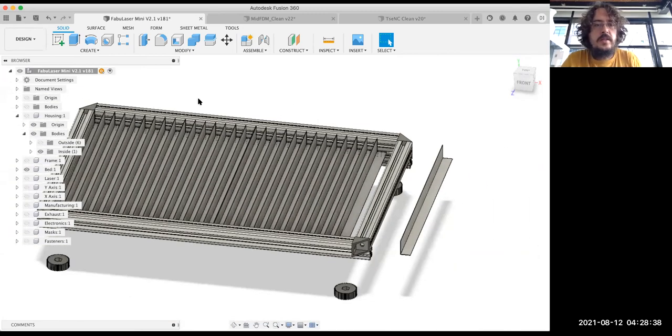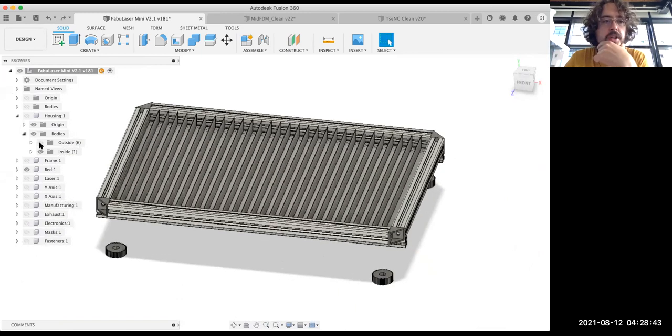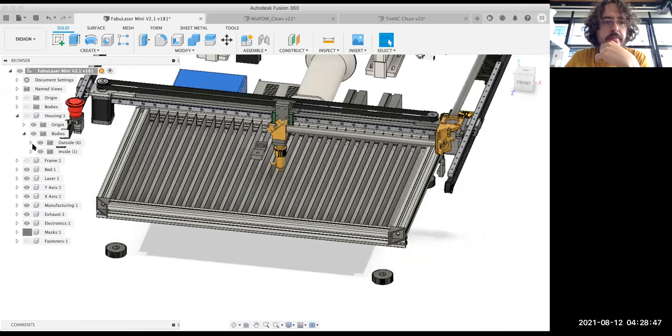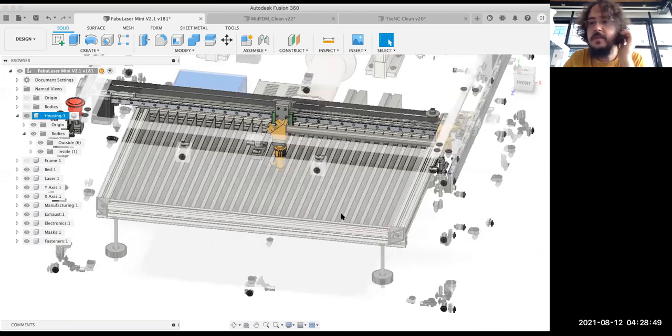All right, and this was basically it for Fabulaser. I'm going to show you a couple of videos of the machine, unless you have some further questions about the machine. Question. Yes, please. Hello.